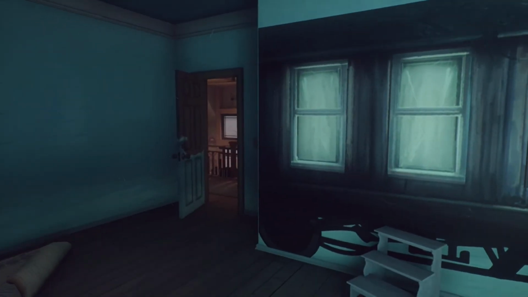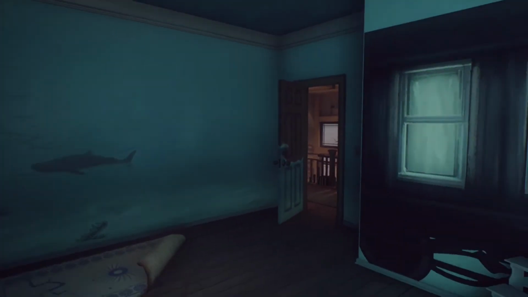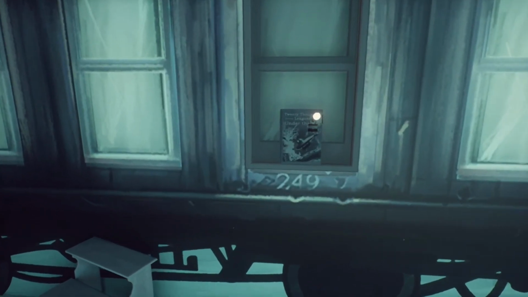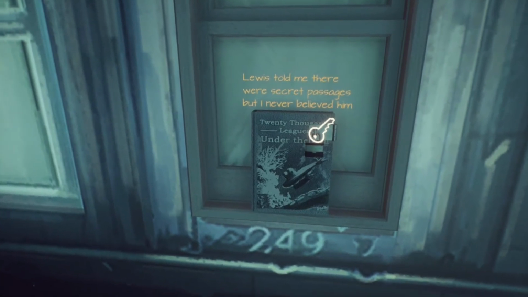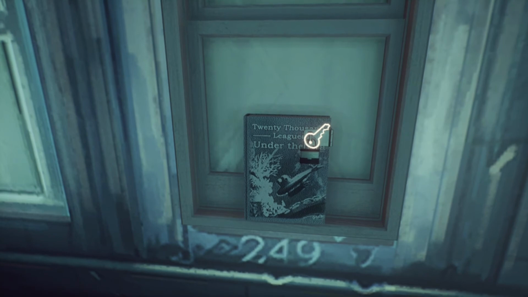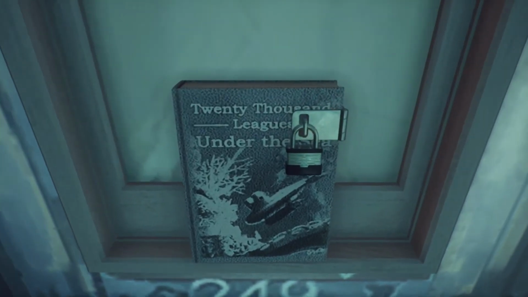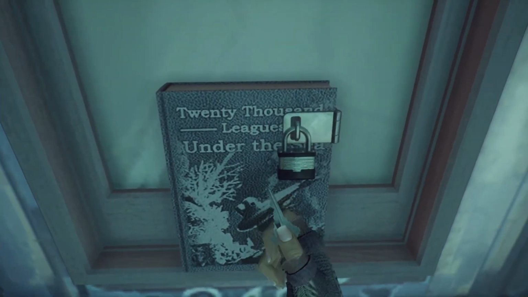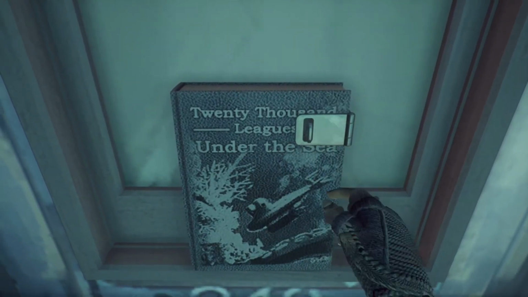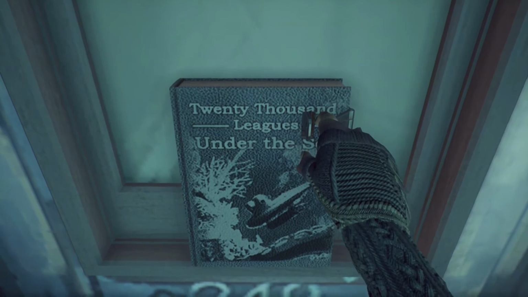And here we go, a book. "Lewis told me there were secret passages, but I never believed him." 20,000 Leagues Under the Sea, a very famous novel by Jules Verne. And could this finally be where our key goes? This is the key Mom gave us? Yes. And it opens a book?